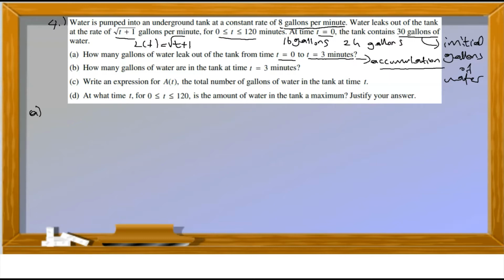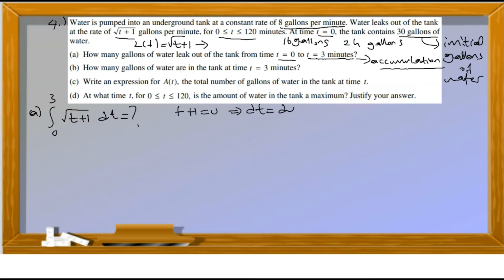So the way I'm going to set up the integral will be from 0 to 3, and remember that this function represents the gallons of water leaking out of the tank. So square root of t plus 1 dt. In order to deal with this definite integral, first we need to use a u substitution. So I'm going to set t plus 1 equal to u. Then if I differentiate, I get dt equals du.